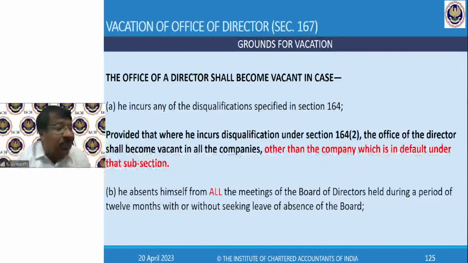He absents himself from all the meetings of the board. The word used is absence. He does not come. From all the meetings of the board held during a period of 12 months, with or without seeking leave of absence of the board. Whether he takes leave of absence or not, if he absents himself from all the meetings of the board held during a period of 12 months, he will automatically vacate office.